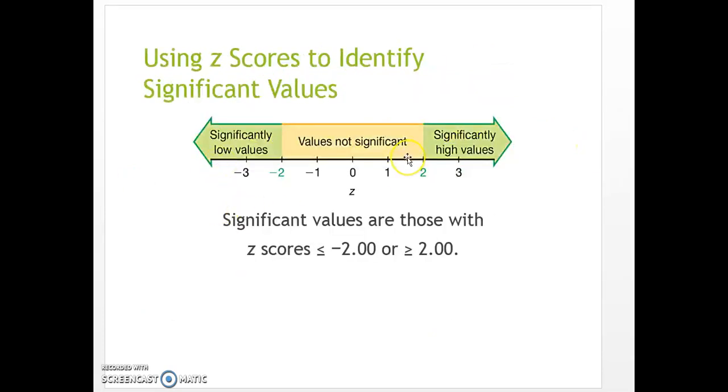So the z-score can be used to identify significant values. If your z-score is between -2 and 2 for the data, it means the data value is not significant. If the z-score is greater than 2 or less than -2, then it means the data value is significantly high or significantly low.